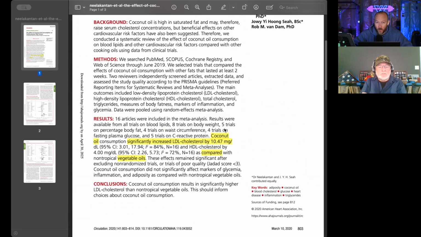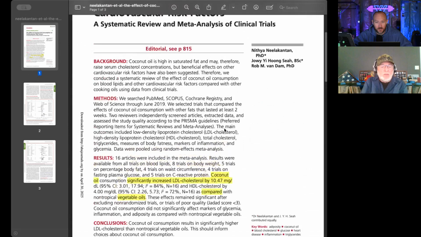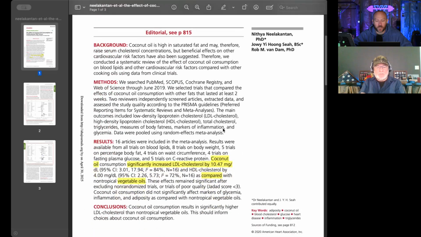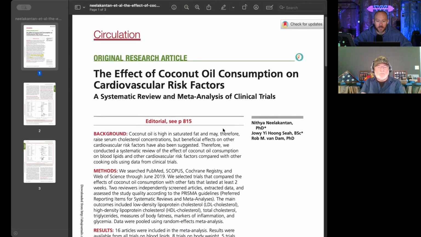Compared to palm oil, they found it increased LDL cholesterol by 20 milligrams per deciliter. Wow. So that's quite an interesting little shock there because we tend to hear that palm oil is like the worst thing ever. But as far as raising LDL, coconut oil in this meta-analysis showed that coconut oil raises LDL more than any other.